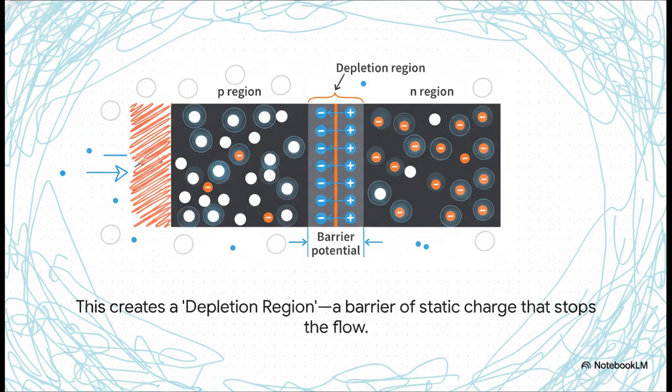As the electrons cross over, they leave behind positively charged atoms on the N side and create negatively charged atoms on the P side. This creates a barrier of static charge right at the junction. We call it the depletion region, and this region acts like a wall, stopping any more electrons from getting across.